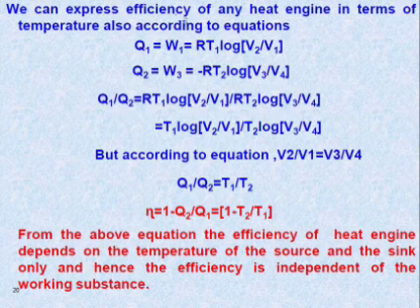We can express the efficiency of a heat engine in terms of temperature. According to this equation, the efficiency in terms of temperature is given by eta equal to 1 minus Q2 by Q1, that equal to 1 minus T2 by T1. From the above equation, the efficiency of a heat engine depends on the temperature of the source and sink only. Hence, the efficiency is independent of the working substance.